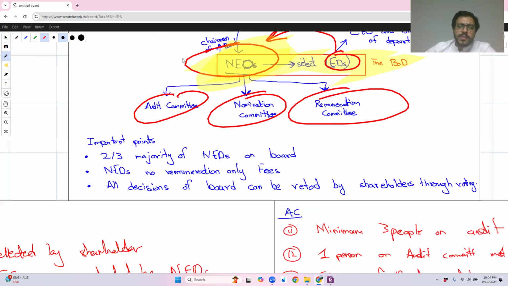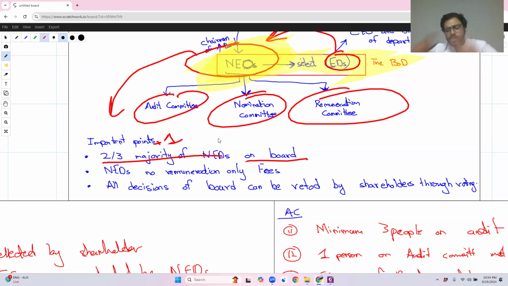Now, important points regarding the board themselves. Something that I discussed with you right now: a 2/3 majority of the board are non-executives. This means the same thing as +1. 2/3 or +1 means the same thing. There must always be +1% within the non-executive directors.